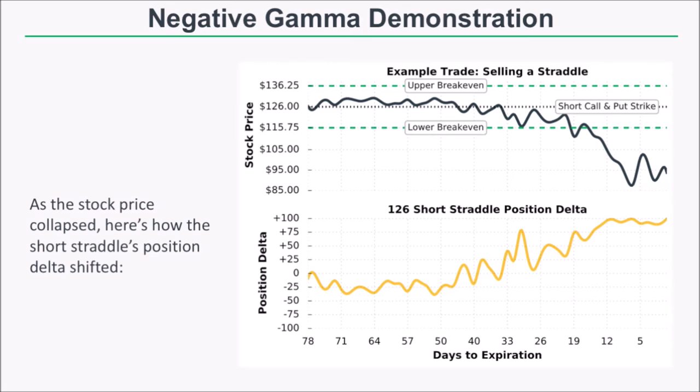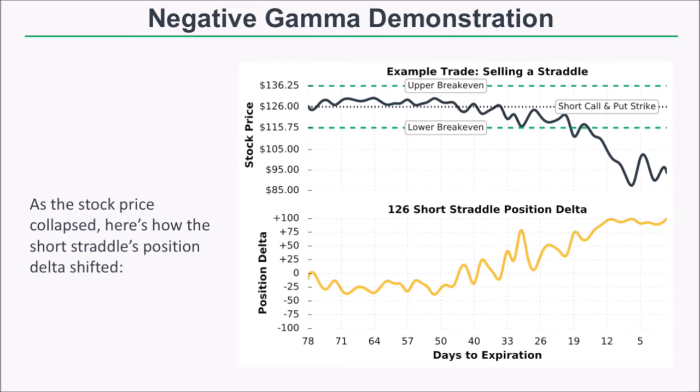Now earlier we talked about how a short straddle has negative gamma, which means that as the stock price increases, the position becomes more short, and when the stock price decreases, the position becomes more long. So in this graph, we're looking at the same stock price movement as the previous example, except on the bottom part of the graph, we're looking at the position delta of the short straddle. So as we can see here, when we first sold the straddle, the position delta was right around 0, which means we didn't really have any directional exposure to changes in the stock price.